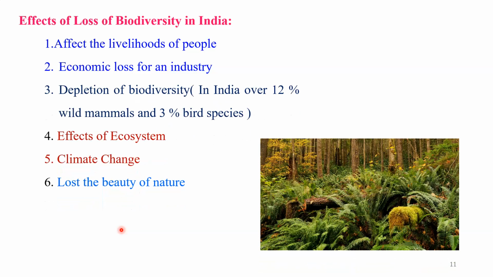The next thing is the depletion of biodiversity. I'm not going to discuss the detail, but you just see that in India over 12% of wild mammals and 3% of birds are destroyed. We don't observe these things anymore due to the depletion of biodiversity. This is a very important thing that you have to keep in mind. Near about 3% of birds of India are depleted in India. So maybe we are not going to see them again.